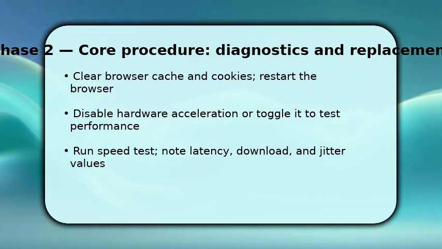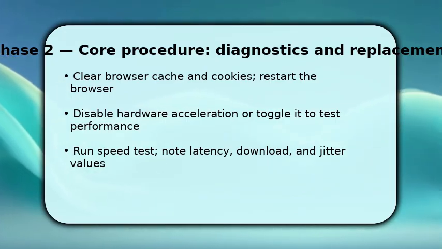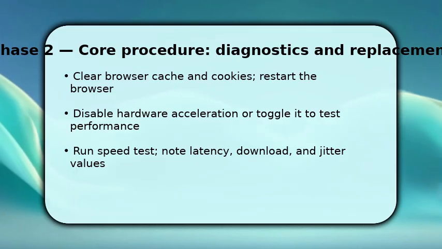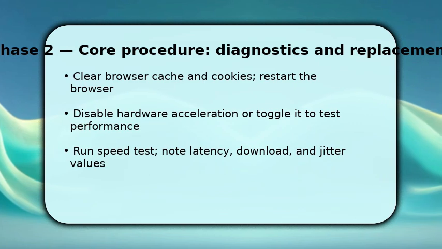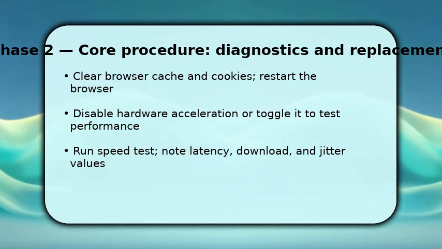Run a speed test. Note latency and download stability rather than peak Mbps. If wireless jitter is high, reboot the router and try a different channel. Make sure power settings are set to performance rather than power saver.